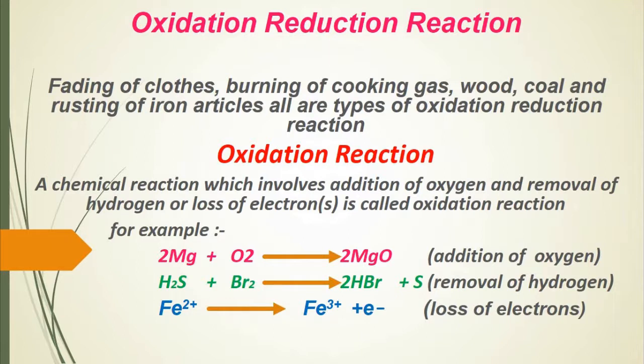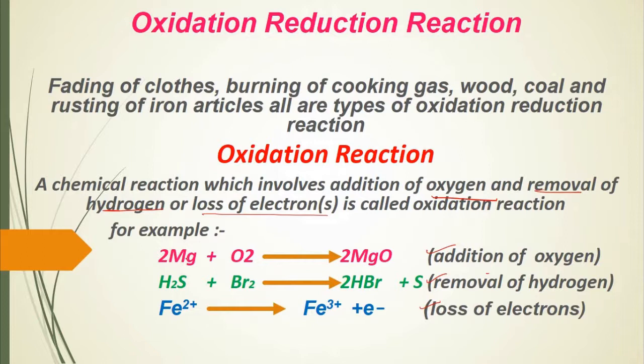Fading of clothes, burning of cooking gas, wood, coal, and rusting of iron articles are all types of oxidation reduction. An oxidation reaction is a chemical reaction which involves addition of oxygen, removal of hydrogen, and loss of electrons. Oxygen is added, hydrogen is removed, and electrons are lost. These three terms define the oxidation reaction.